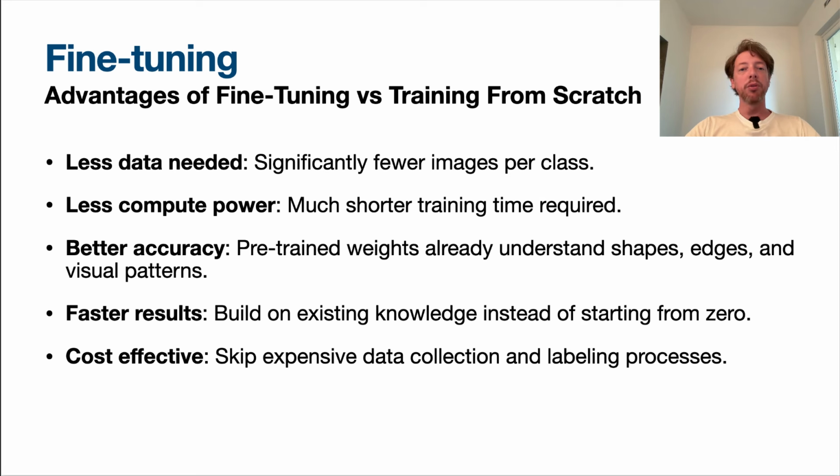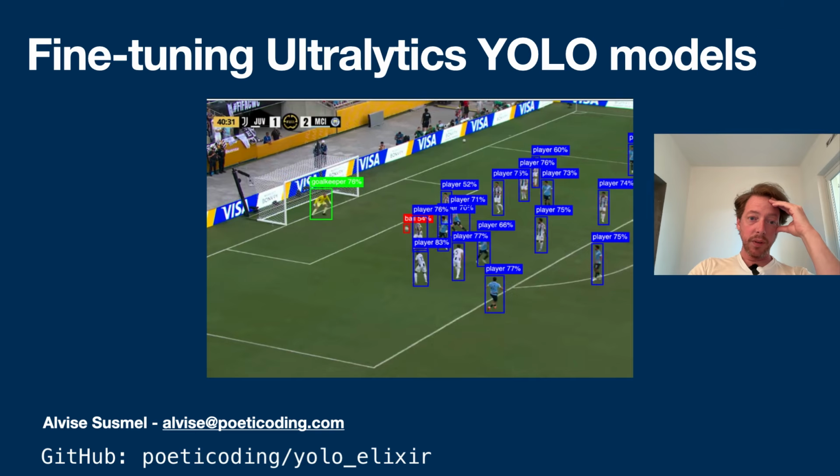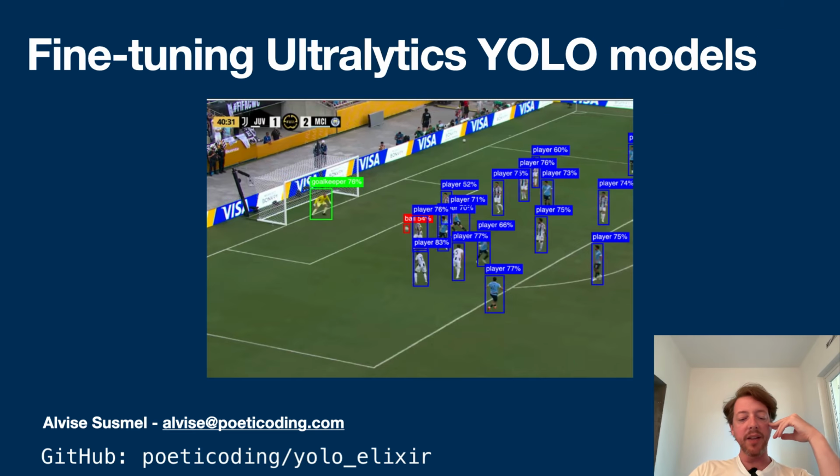the fundamental visual features. They understand edges, shapes, textures, patterns. All this knowledge is compressed and encoded in their weights. So when we fine-tune, we are not starting from zero. We're building on top of all these learnings. So here's what we are going to do today: we are going to fine-tune a pre-trained Ultralytics YOLO model, pre-trained on the COCO dataset, and just focus on four classes: ball, goalkeeper, player, and referee.